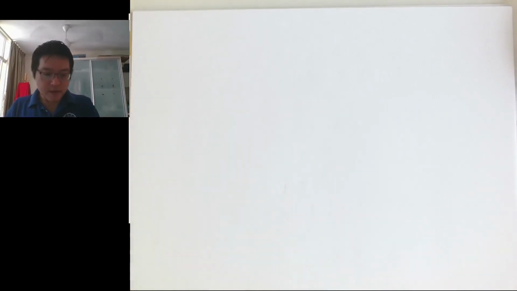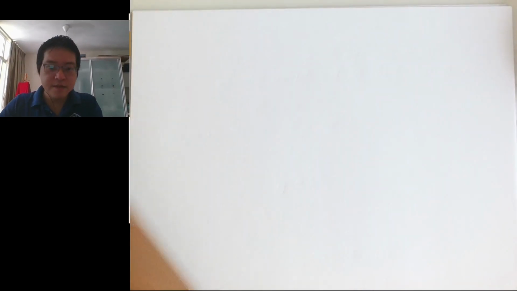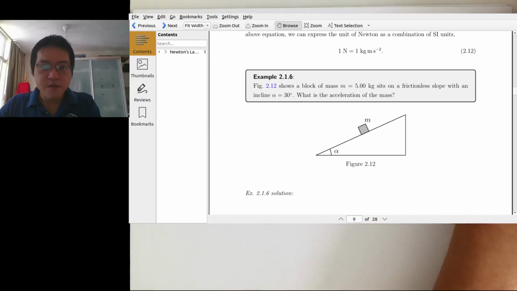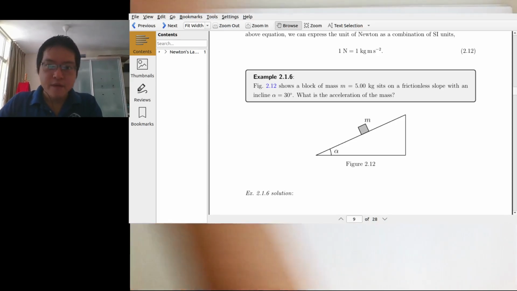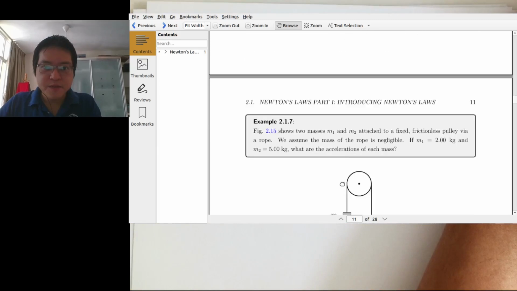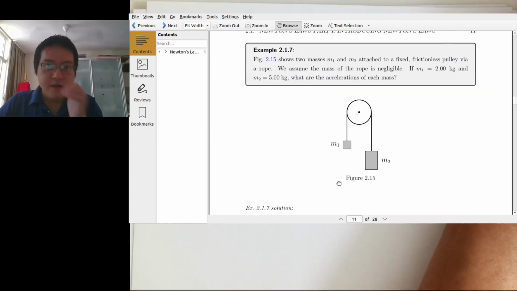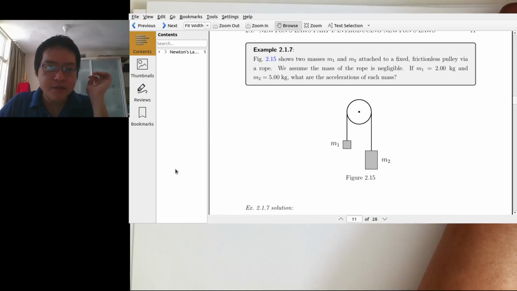Okay, so we have the next example, which is this one over here. In this figure, I have a pulley and two masses. This is a frictionless pulley attached with a rope. Assume the rope is of negligible mass. Given the two masses, what are the accelerations of each mass? So let's try to do this.